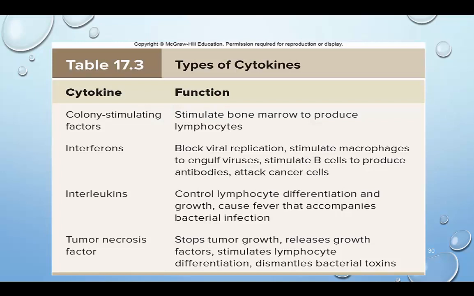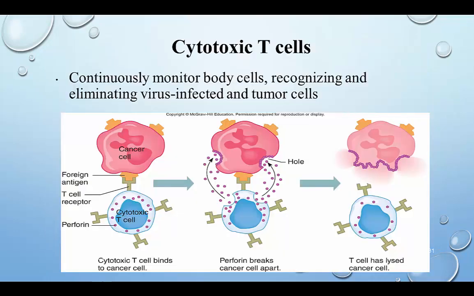And this is a type of cytokines, and what are their functions? So we have the colony-stimulating factors, interferons, interleukins, and our tumor necrosis factor. So we have the cytotoxic T cell, which continuously monitors blood cells, recognizing and eliminating our virus-infected and tumor cells. So this is how we see that happen.